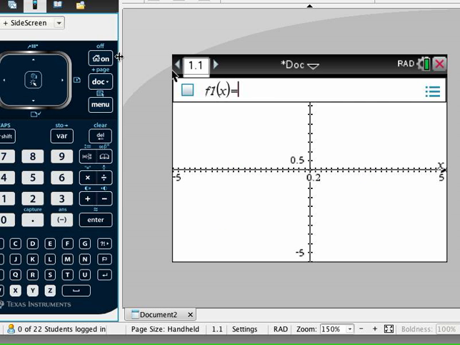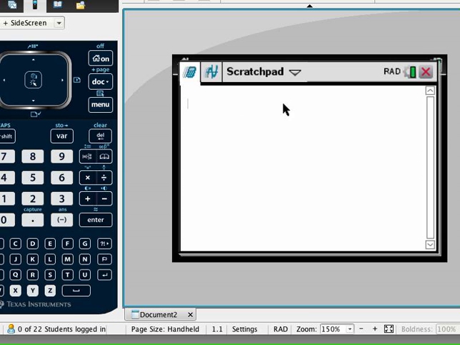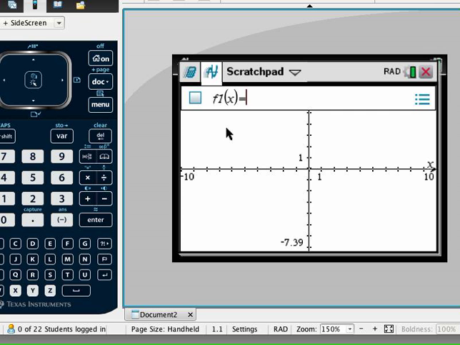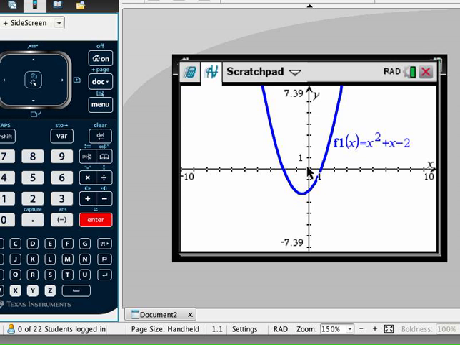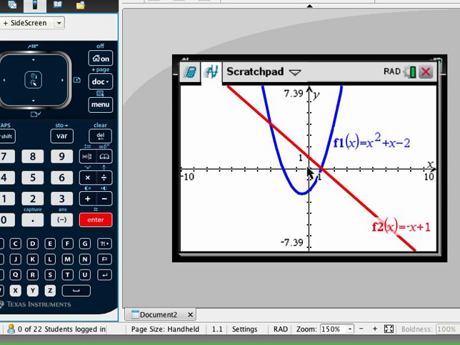So if we take a look at what the calculators look like, say we're at the home screen, I'm going to go to graph. I can easily type in my x squared, which is the first function, plus x minus 2, and then set that to graph. Now I want to enter my other graph, so we hit the tab button. There's my next function, which is negative x plus 1. So I see that these intersect at two different places.